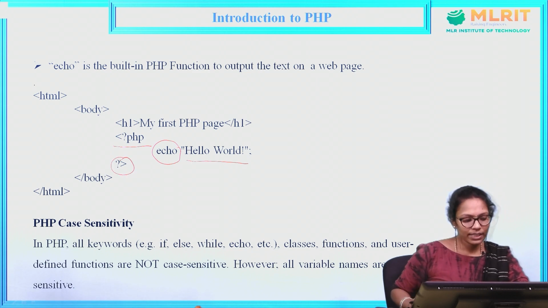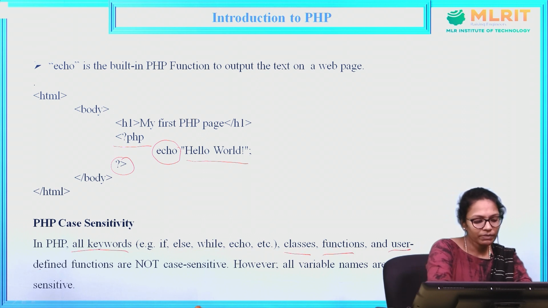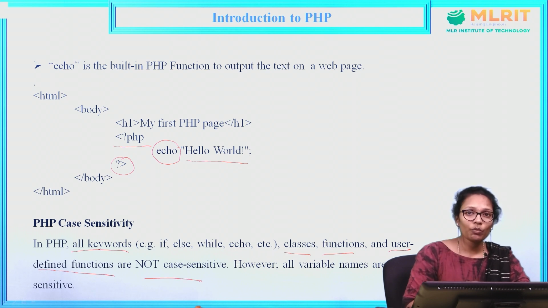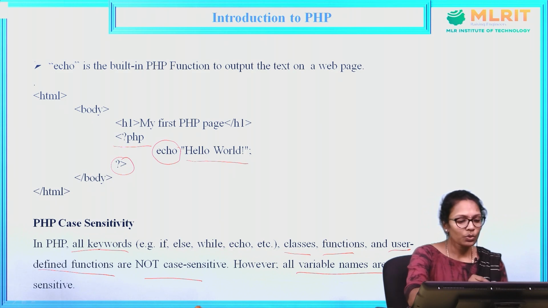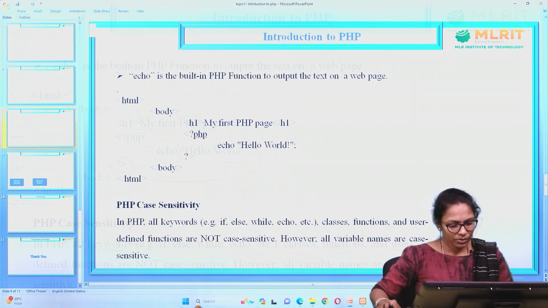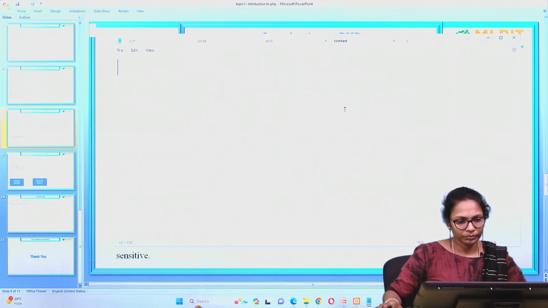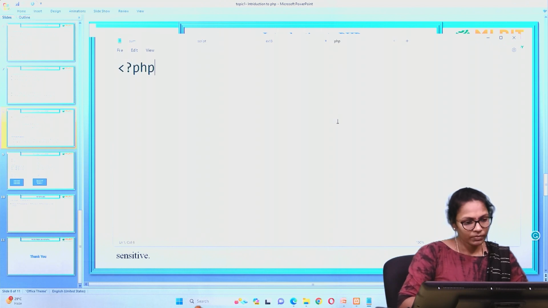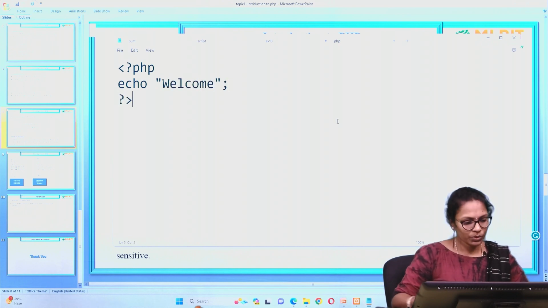And coming to case sensitivity, in PHP all the keywords, classes, functions and user defined functions are not case sensitive. So what is case sensitive here? Only the variable names are case sensitive, and all the remaining are not. So we will try to execute this code. I'm taking a notepad to type this program. So PHP and echo, I'm just printing welcome. That's all. I'm closing this PHP.